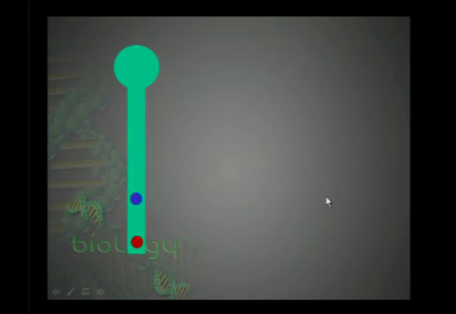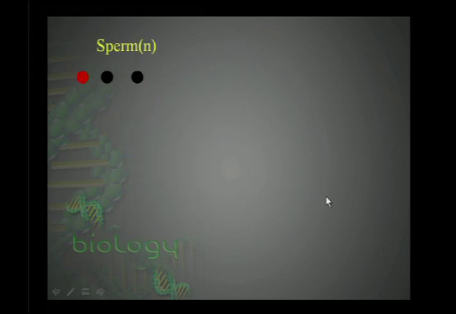The tube nucleus will basically control the elongation of that tube. The generative nucleus will divide to form 2 sperm nuclei. And then when we look at the roles of these sperm nuclei, the tube nucleus will degenerate. It will not play a role in the life cycle. One of the sperm nuclei will fertilize the ovum.